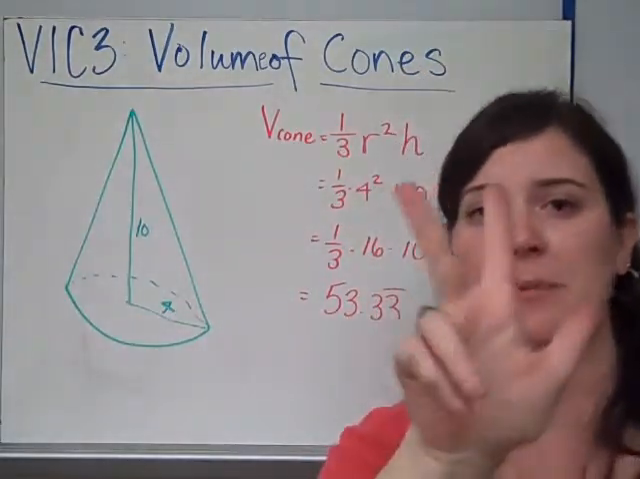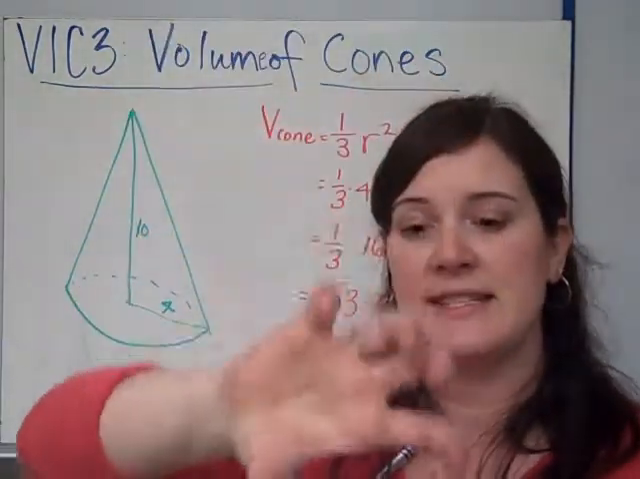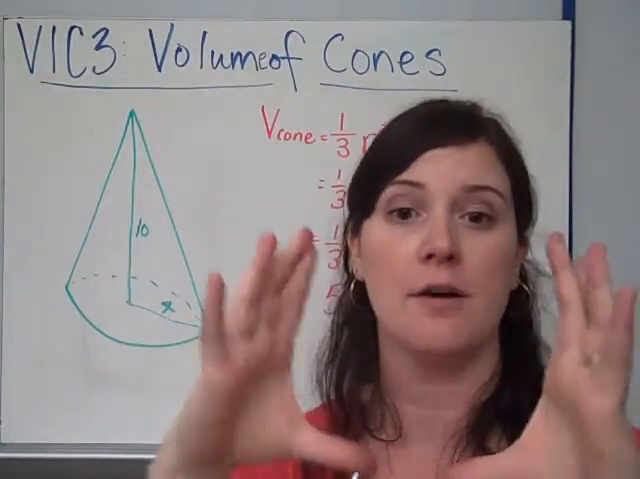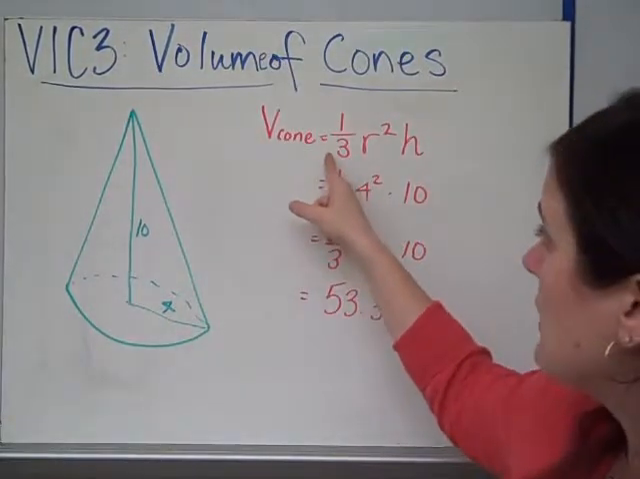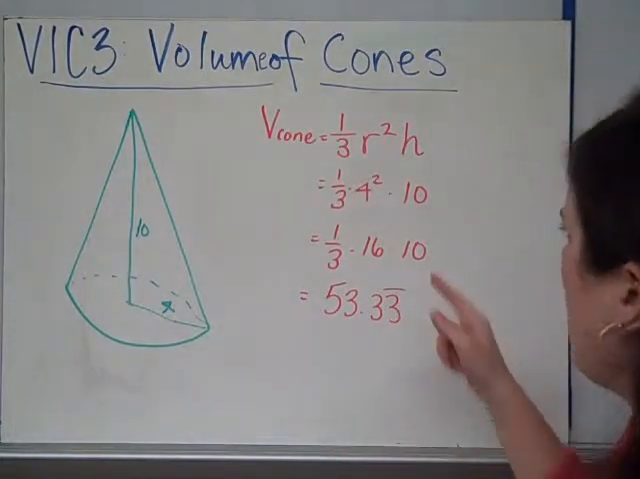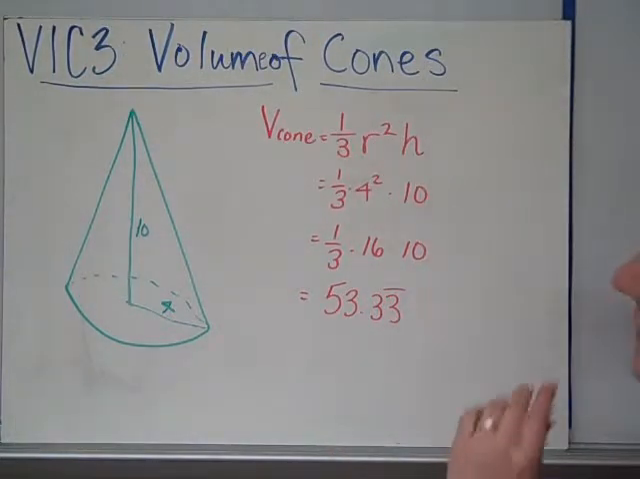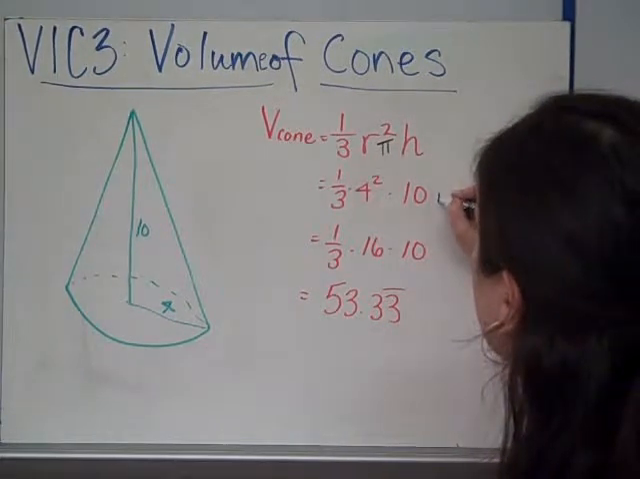Very important concept number 3 is the volume of cones. So when we poured the rice into the cylinder, the rice only filled up 1/3 of that cylinder. So when we look at our formula, we see 1/3 radius squared times height. Oh, I forgot pi. There we go. Of course you have to have pi.